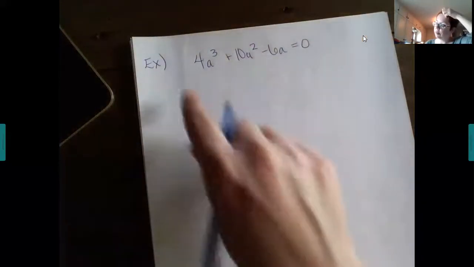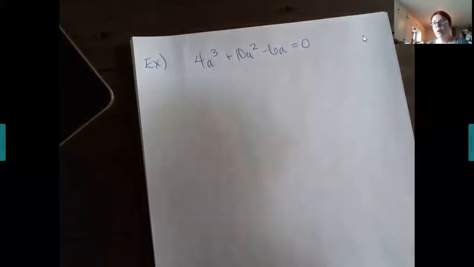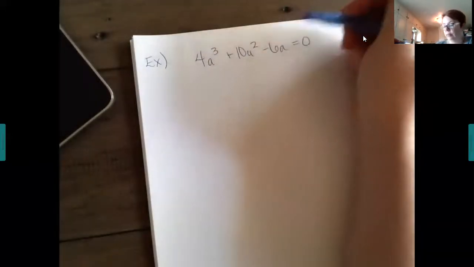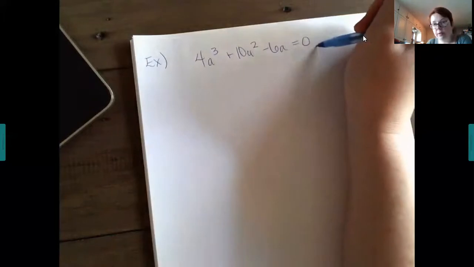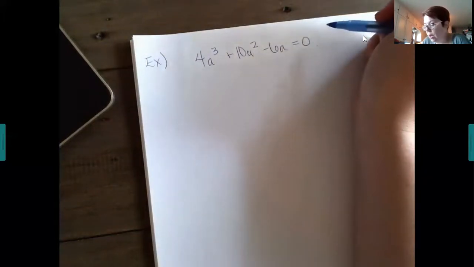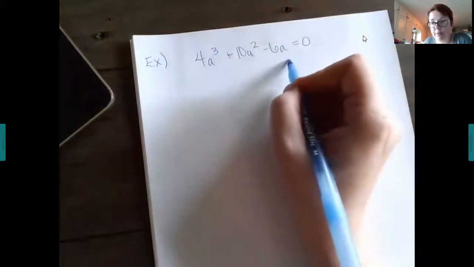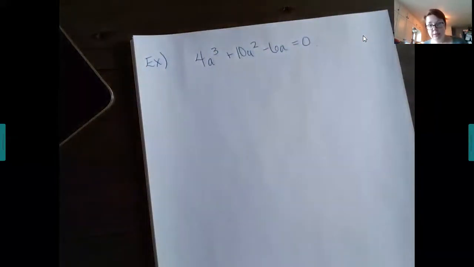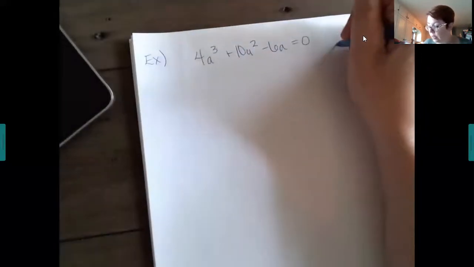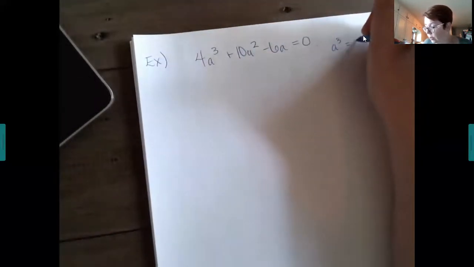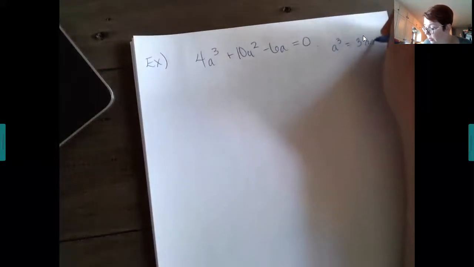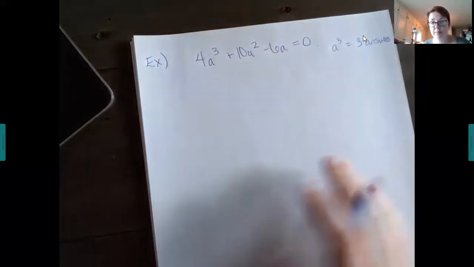So it's something like this. Now again, first make sure it is set equal to 0. Yep, so that's cool. But just like I've been saying before, always check to see if there's a greatest common factor. Okay? In this case, there is, which is good because we don't want to start factoring a cubed yet. But this a cubed tells us that there's going to be not two answers, but three answers. Okay?